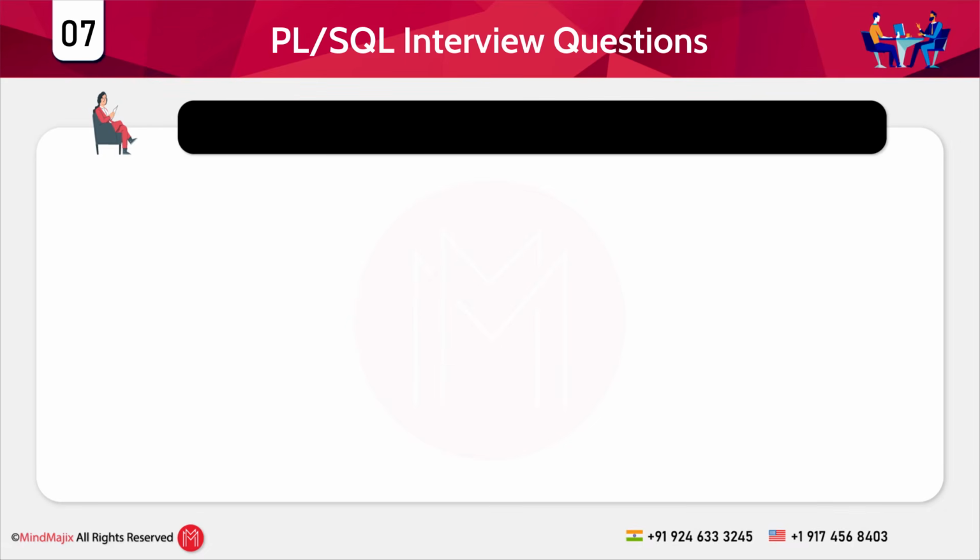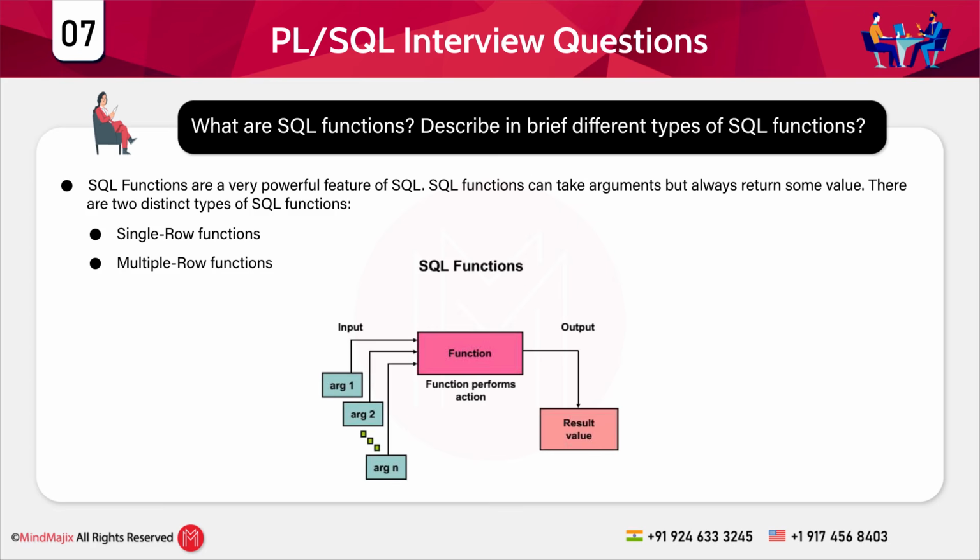The next question is a very important question. The question says, what are SQL functions, and describe in brief the different types of SQL functions. SQL functions are a very powerful feature of SQL. SQL functions take arguments, but they always return some value. There are basically two distinct types of SQL functions. The first one is a single row function. These functions operate on a single row to give one result per row. There are multiple types of single row functions such as character, number, date, conversion, and general.